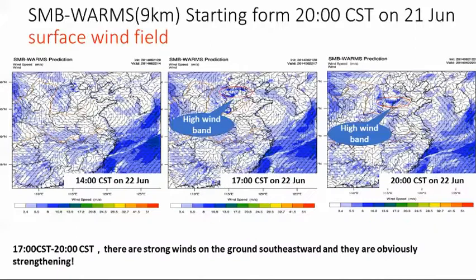These are the model surface wind field at the initial time of 20 o'clock CST on June 21. The left is at 14 o'clock, the middle is at 17 o'clock, the right is 20 o'clock. So we see from this image there are strong winds on the ground, and moving to 20 o'clock, the strong wind band moves southeastward, and they are obviously straightened from 14 o'clock to 20 o'clock.